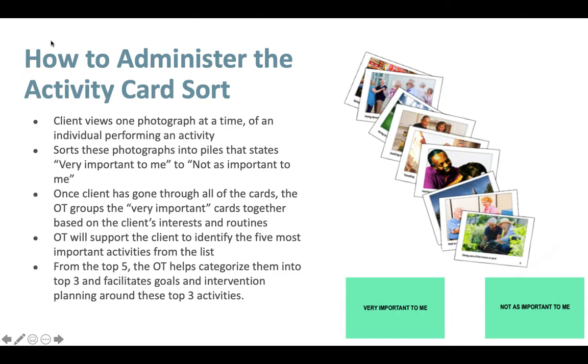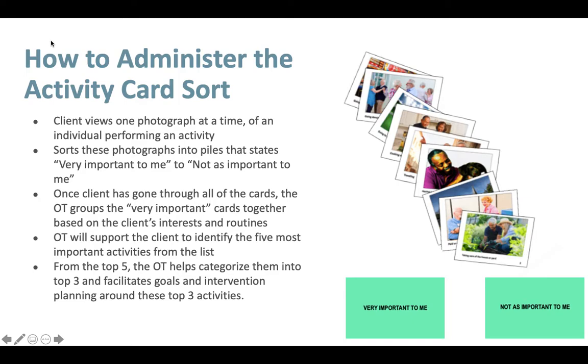The activity card sort is administered by having the client view one photograph at a time of an individual performing that specific activity. Then, with the help of the occupational therapist, the client will sort these photographs into piles that state very important to me to not important to me.